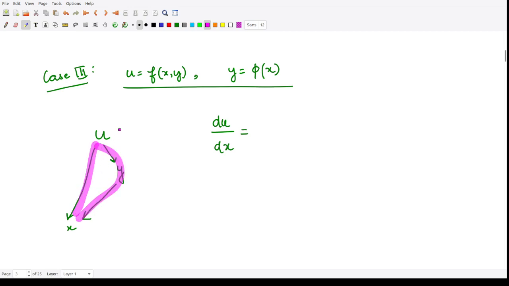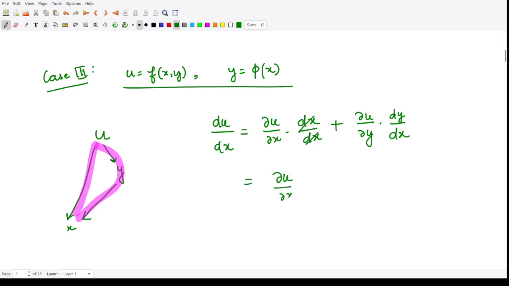So how do you reach here? Mathematically, you write this as the partial derivative of u with respect to x and then the complete derivative of x with respect to x, that is eventually 1, and the partial derivative of u with respect to y and then the complete derivative of y with respect to x. So actually this term cancels with this one, so you have del u by del x plus del u by del y dy by dx.